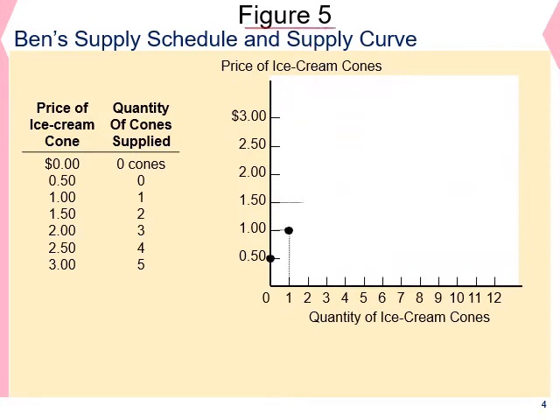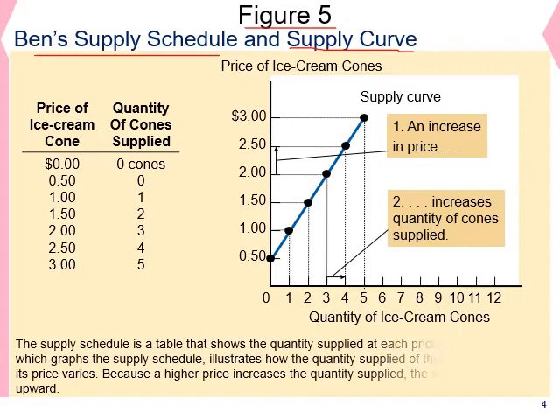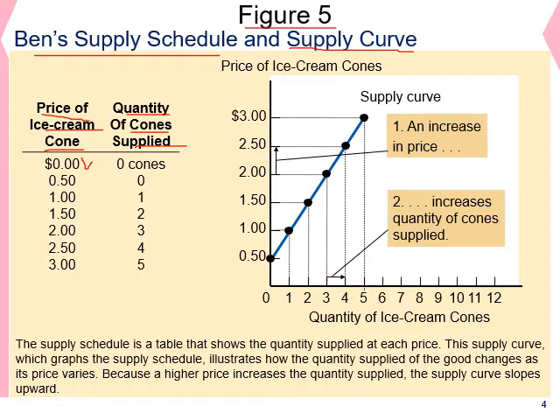Figure 5 summarizes Ben's supply schedule and supply curve. With respect to the supply schedule, we have the price of an ice cream cone and the quantity of cones supplied. For instance, at the price of $0, Ben supplies nothing. At the price of 50 cents, he supplies nothing. At the price of $1, he will supply one cone.